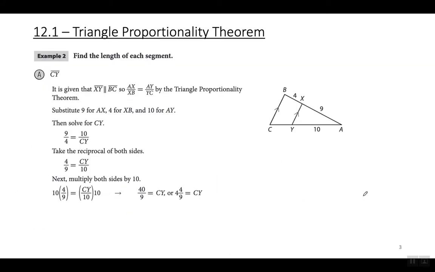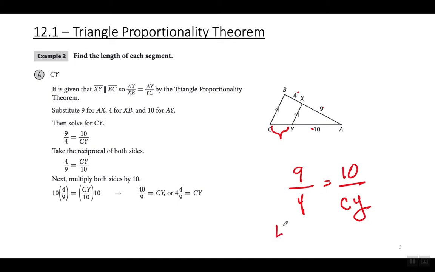Okay, so same thing right here, okay? We're looking for CY in this example. Find CY. That's what we're looking for. So I'm going to set up a proportion. This triangle is sideways, I guess we could say. So the relationship is 9 over 4 equals 10 over the part I'm looking for. 9 over 4 equals 10 over CY. That's how you would set it up.